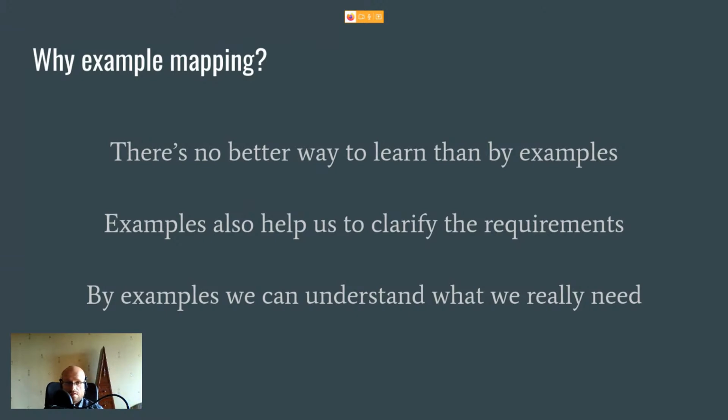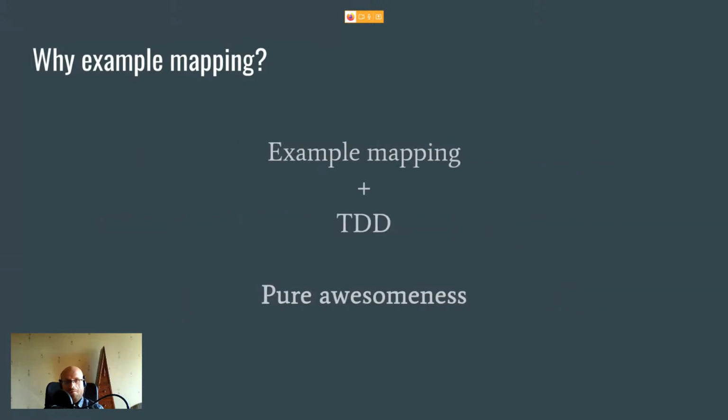Okay. So I said that in both experiments, initial experiments and live experiments, you start with example mapping. So what's so special with example mapping? In my opinion, there is no better way to learn than by concrete examples. And these examples can also help you to clarify the requirements and talk with your clients and business experts so you can have concrete examples of how the system should behave. And usually by examples, we can understand and the business can understand what they really need.